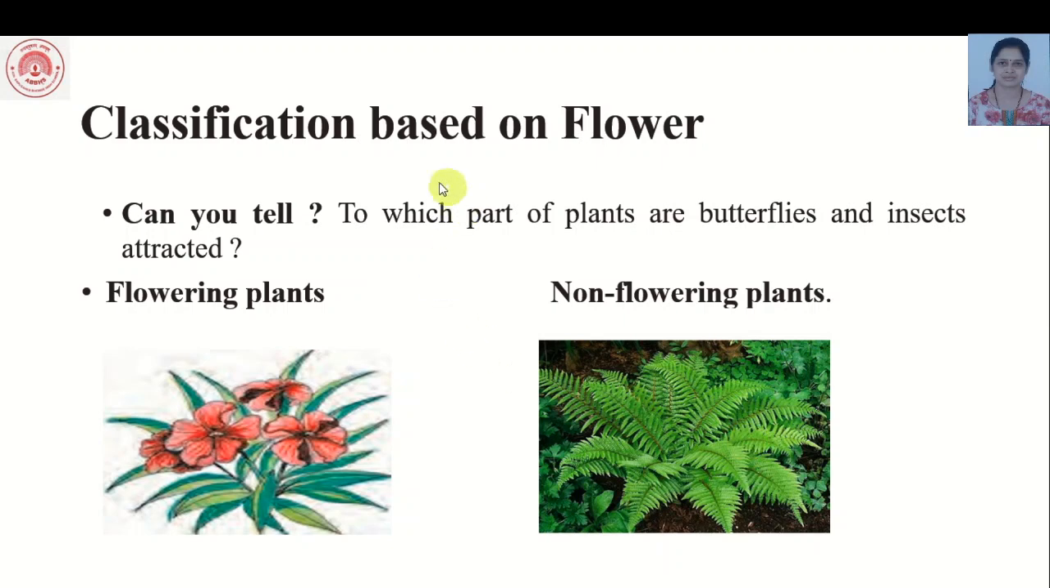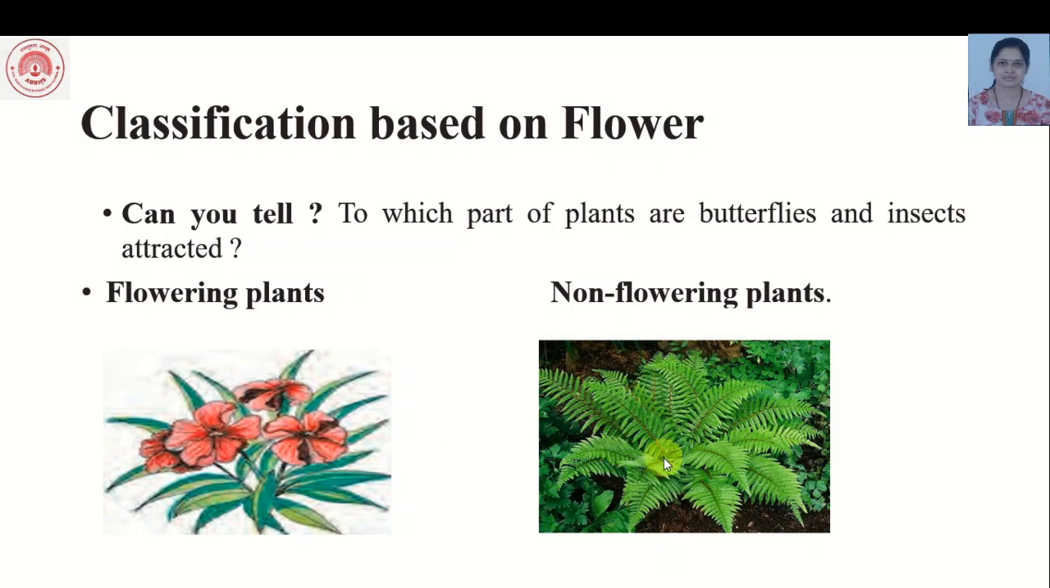Next classification is based on flower. Can you tell to which part of plant are butterflies and insects attracted? Yes, butterflies and insects are attracted towards flowers. There are two types, flowering plants and non-flowering plants. Tell me the example of flowering plants which you have seen in your surrounding. Yes, periwinkle, hibiscus, rose, mogra, jasmine. These are the examples of flowering plants that you know.